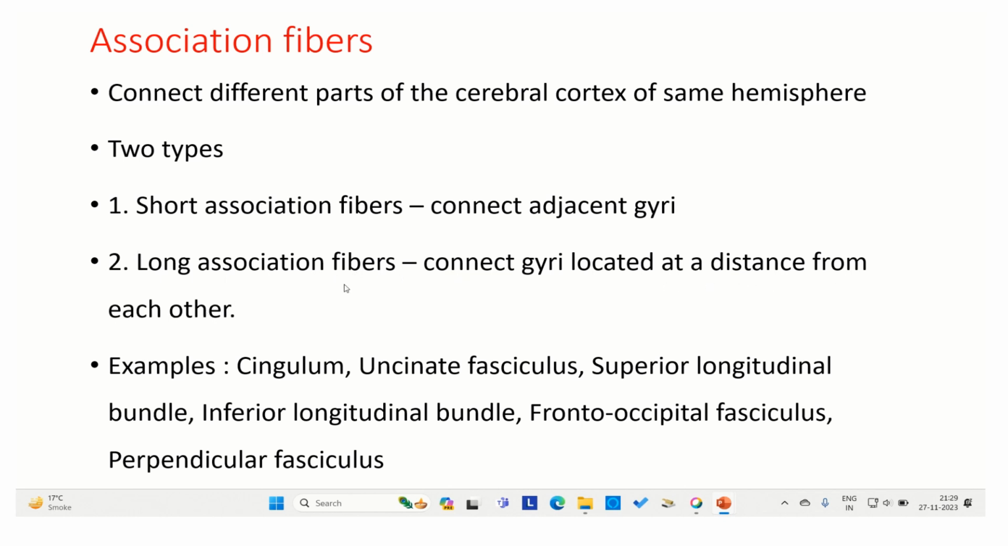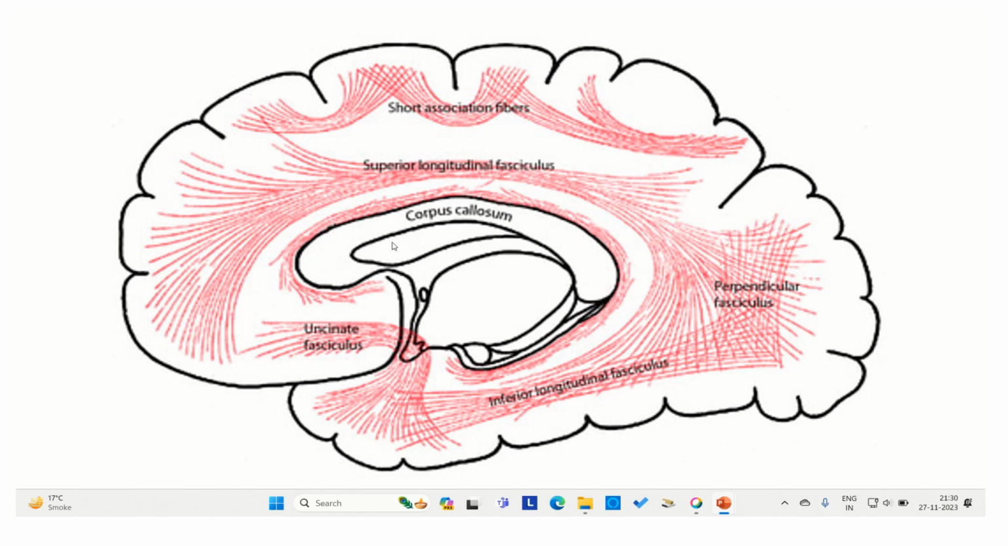Examples of long association fibers are cingulum, uncinate fasciculus, superior longitudinal bundle, inferior longitudinal bundle, fronto-occipital fasciculus, perpendicular fasciculus. You can see here, this is the cingulum which connects the paraterminal gyrus with the uncus. This is the uncinate fasciculus. This is the superior longitudinal fasciculus. This is the inferior longitudinal fasciculus. This is the perpendicular fasciculus. And these are short association fibers.